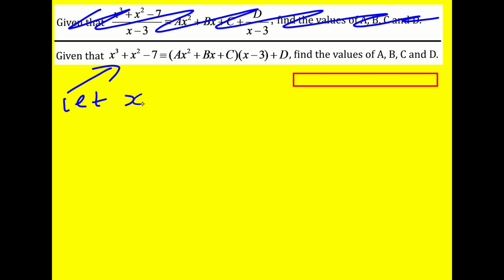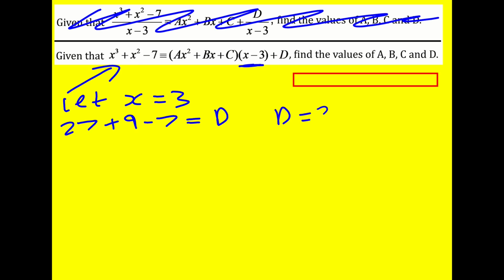So let x equal 3. That's the one that shouts out to me because that will make this equal to 0. Then we're going to get that 27 plus 9 minus 7 is equal to D because this disappears. And therefore D is equal to 29, which is what we got before, and we've managed to calculate it. How can I do some of the other ones?